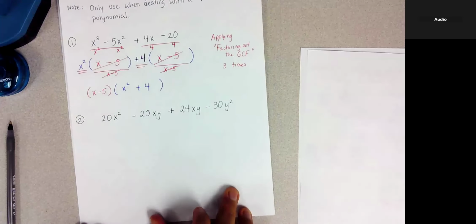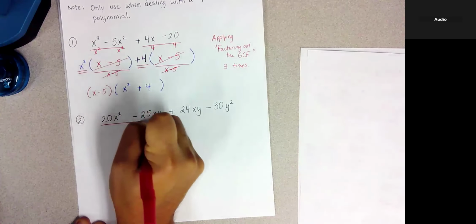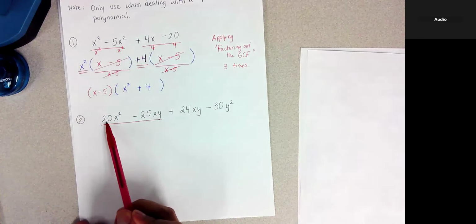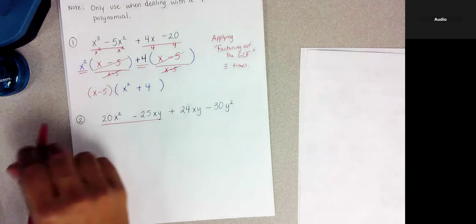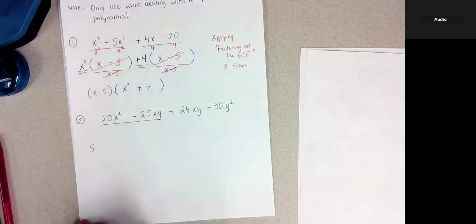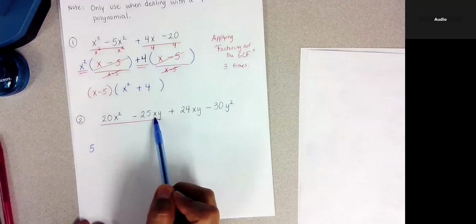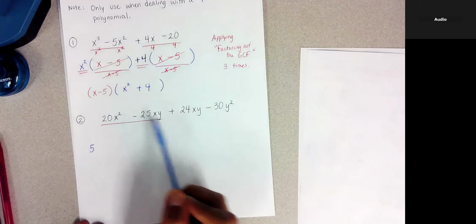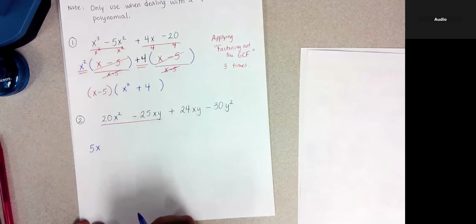So let's take a look at another one, and this will be the last problem that we do here in this lecture video. Let's look at the first two terms. What is the largest number that divides into 20 and negative 25? And right away I'm thinking, okay, the largest number that divides into 20 and 25 is 5. But I have to ask myself, do these two terms have a variable in common? This one has 2 x's. This one has an x and a y. So they definitely both have an x in common.